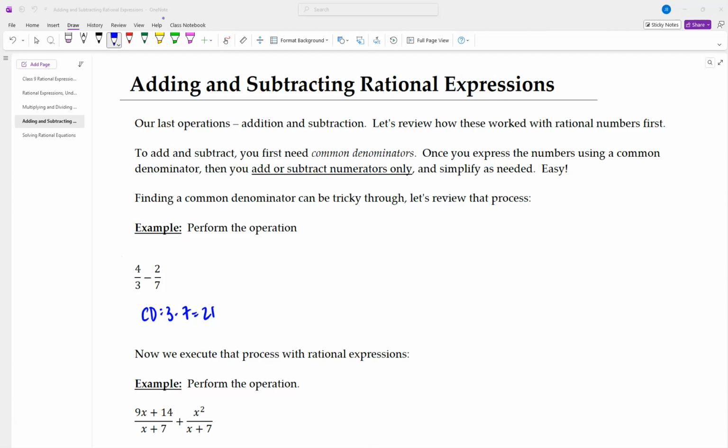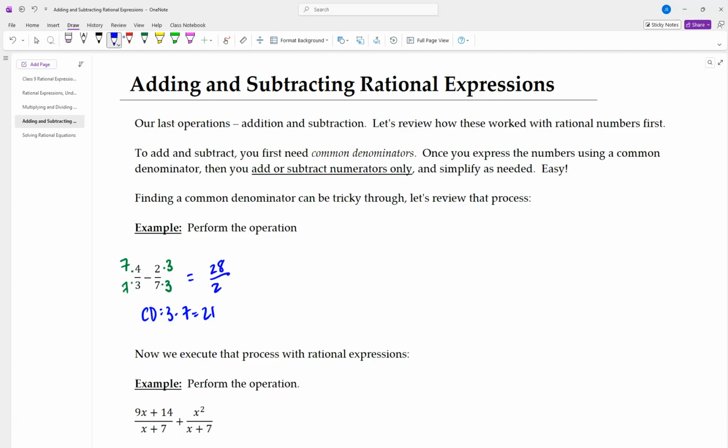Once you find the common denominator, you need to multiply each fraction, numerator and denominator, by the missing component of the denominator. So for example, this first fraction is missing 7 in the denominator. So if I introduce it in the denominator, I have to introduce it in the numerator. This second fraction is missing a 3, so that has to be introduced in the numerator as well. And then when I go forward with this, I have to perform the operation.